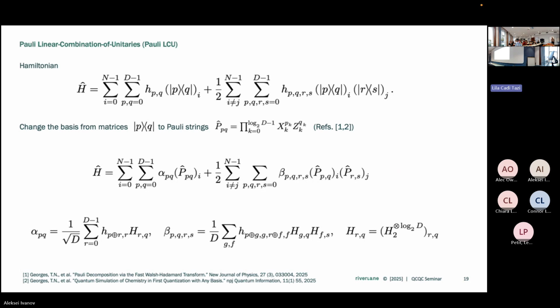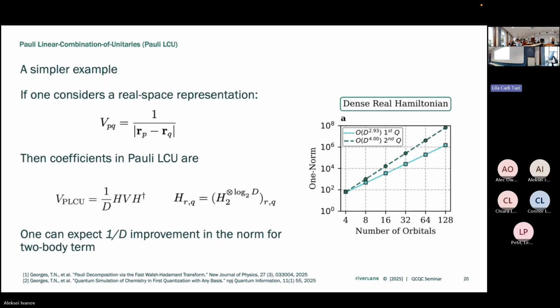Just to simplify these equations a bit, because there's some Fourier transform and maybe it's hard to analyze, let's go back to this real space representation, and I just discretize my real space. This is a matrix now, and RP, RQ are just defined in real space, so this is just a 2x2 matrix. If you simplify those equations which I showed, you can see that to get coefficients in this Pauli LCU basis, all you need to do is conjugate the original V by a generalized Hadamard matrix, and then divide by a factor 1 over d. This already shows you where this improvement can come from if you use this Pauli LCU.